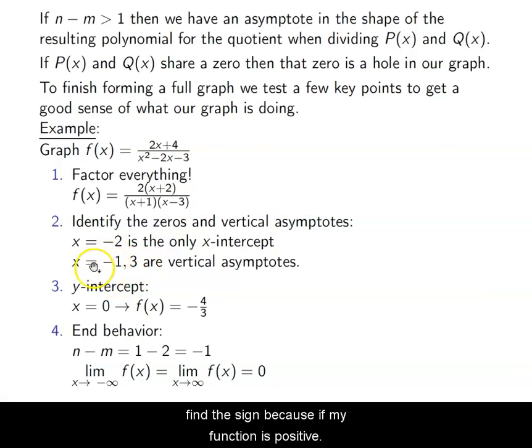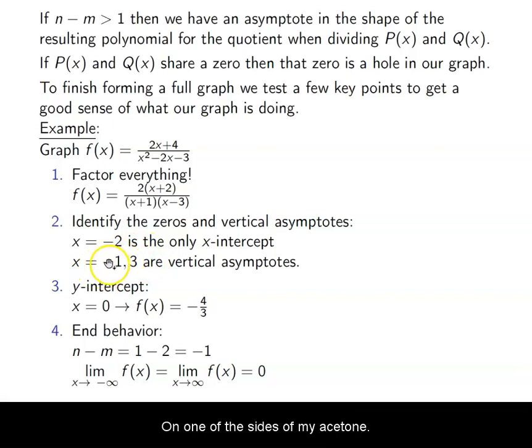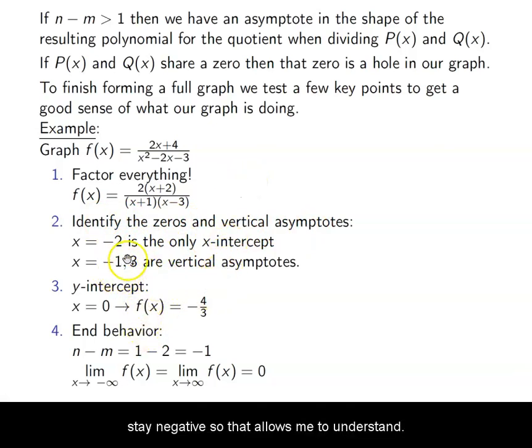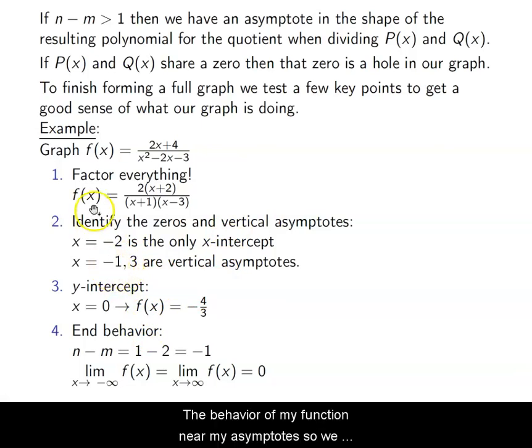Because if my function is positive on one of the sides of my asymptote, then it will always be positive, and it will go to infinity as it approaches my asymptote, right? Especially since it never crosses the axes. Because if it's already positive, then as it approaches my asymptote, either from the left or from the right, it will stay positive because I know it never crosses my x-axis anywhere else. So if it's positive, it'll stay positive. If it's negative, it'll stay negative. So that allows me to understand the behavior of my function near my asymptotes.